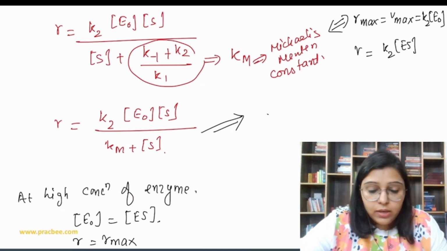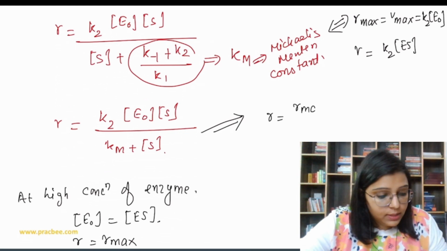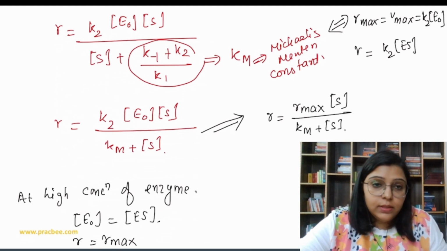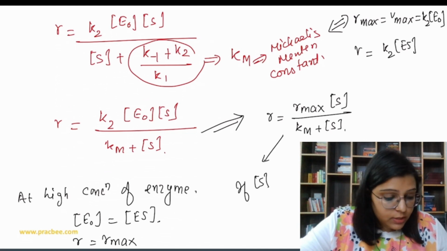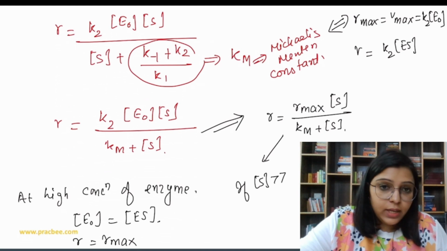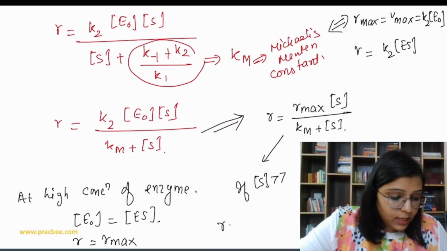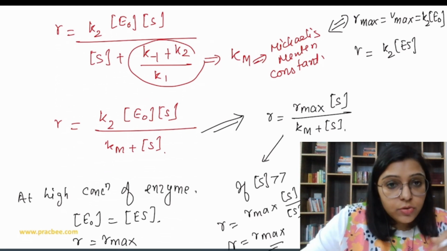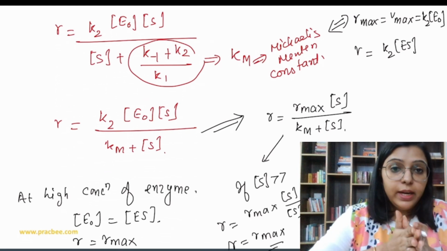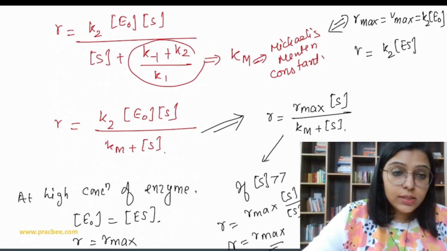So here we can write R is equal to R max S upon Km plus S. So if substrate concentration is too much, very high, what we can say is R is equal to R max S upon S, or R is equal to R max. It means if the substrate concentration is too much, then the rate is going to be independent of the concentration.